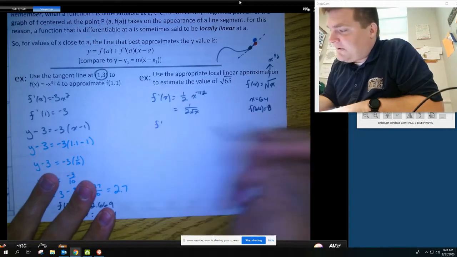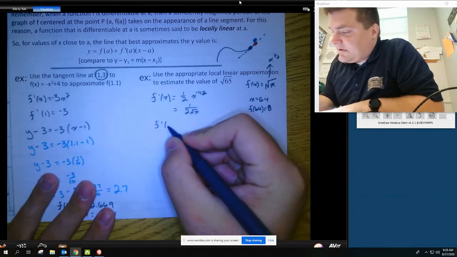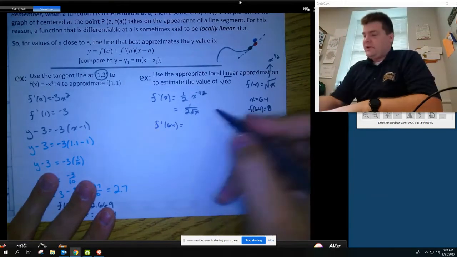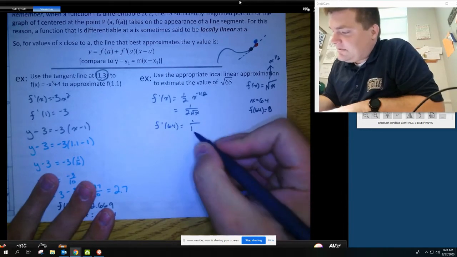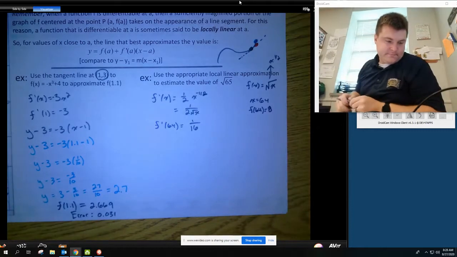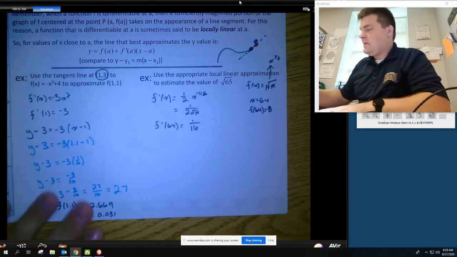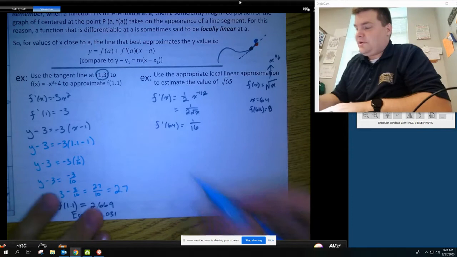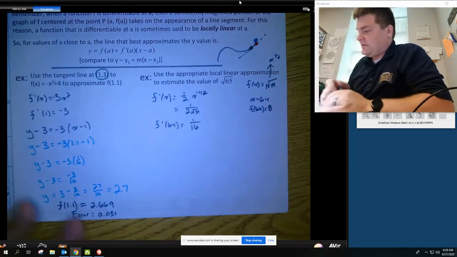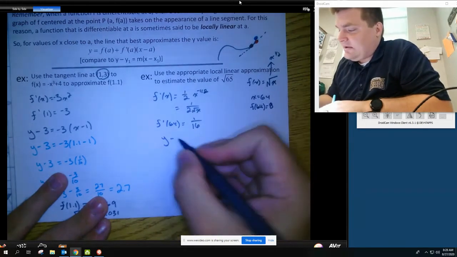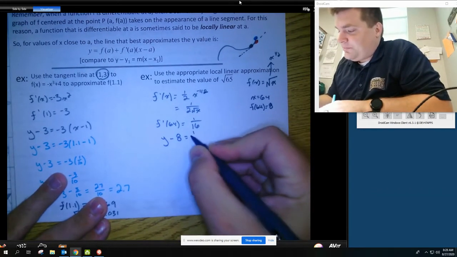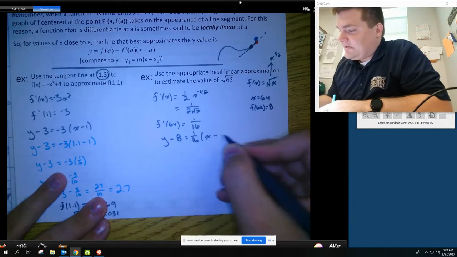So f prime of 64. When I plug in a 64, I'm going to get 1 over 16. Now for my blue step, we're going to do, actually, nope, not quite yet. So my equation of my line is going to be y minus 8 equals my slope, x minus 64.